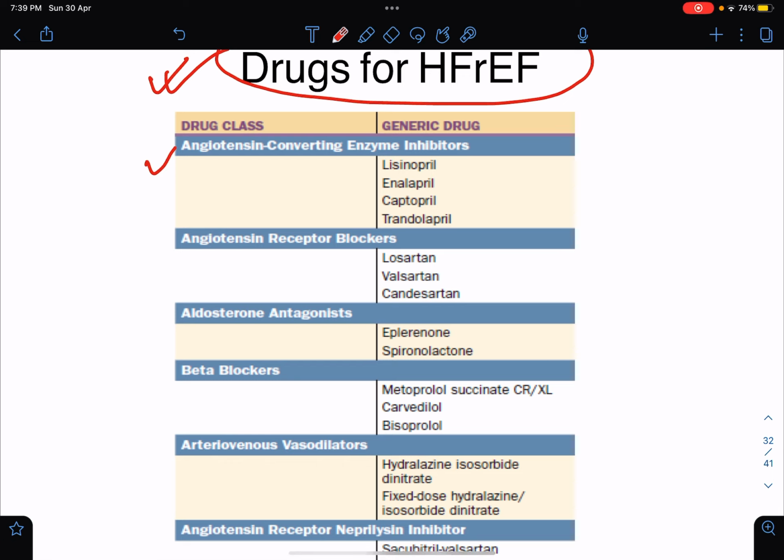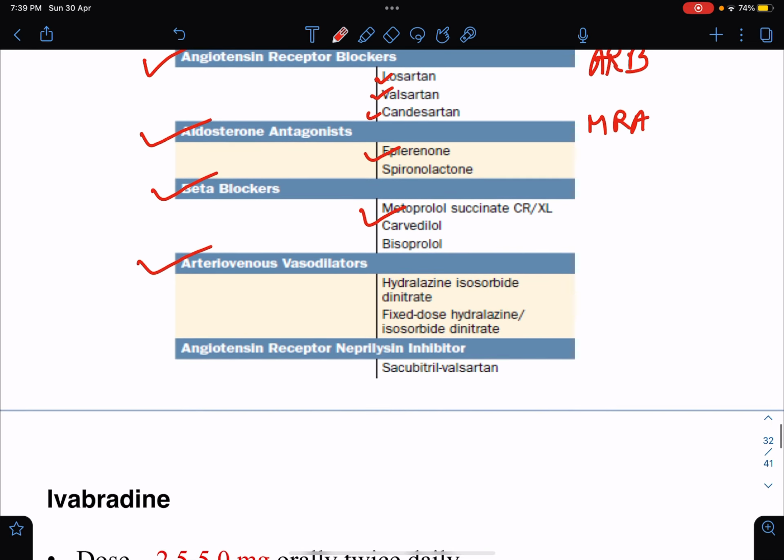We can use angiotensin converting enzyme inhibitors, that is ACE inhibitors, like lisinopril, enalapril, captopril, and trandolapril. Angiotensin receptor blocker, that is ARB: we can use losartan, valsartan, candesartan. Aldosterone antagonist, that is mineralocorticoid receptor antagonist: eplerenone, spironolactone can be used. Beta blockers, metoprolol, carvedilol, bisoprolol can be used. Arteriovenous vasodilators like the hydralazine isosorbide dinitrate combination and fixed dose hydralazine isosorbide dinitrate.